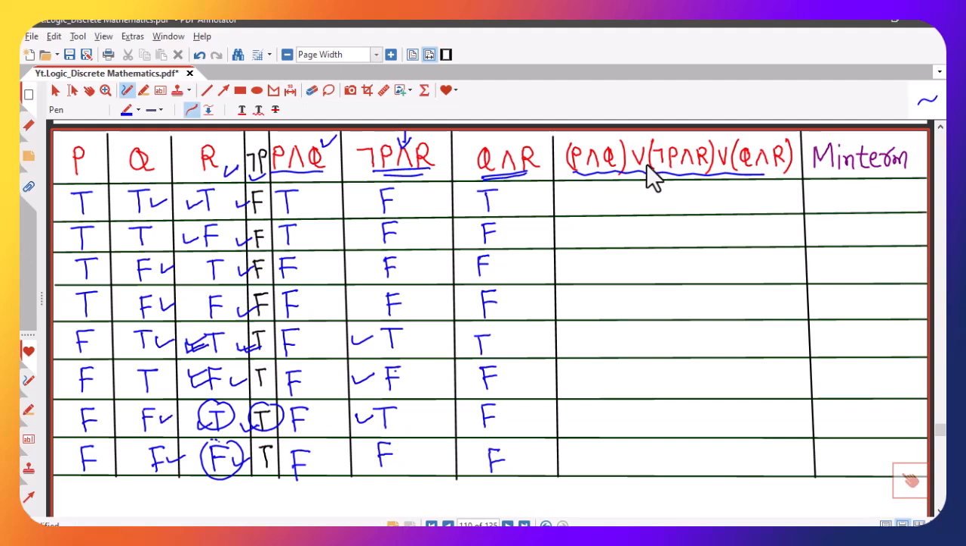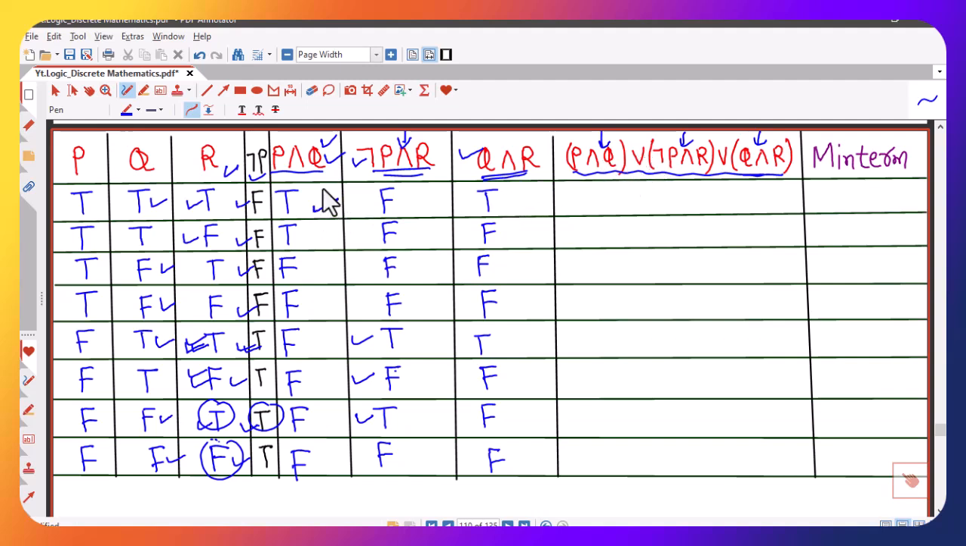Now I have to write down the disjunction of P and Q, negation P and R, and Q and R. And we know that because we have the disjunction operator, this is going to be false if all are false. That is, if all these 3 have truth value false, then only this is false. In other words, this is true if at least one of these 3 has truth value true.